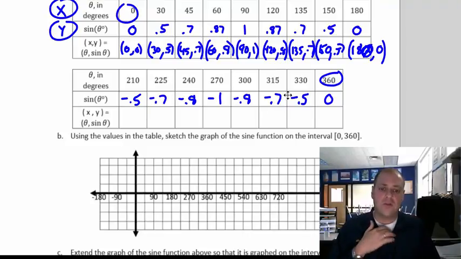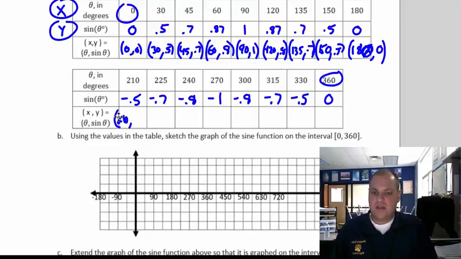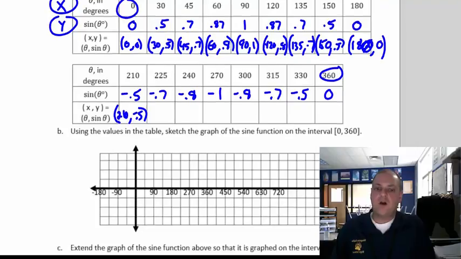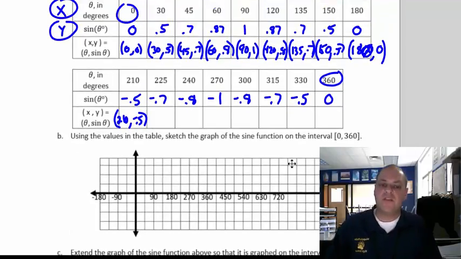So if you have your unit circle with you, that'd be very helpful. All right, you guys can fill this in now. I don't want to waste time in the video, so just go ahead and do that. 210, comma, negative 0.5. I can't even really fit it in here, it's just too small. All right, so we're going to plot these points on this graph right here.